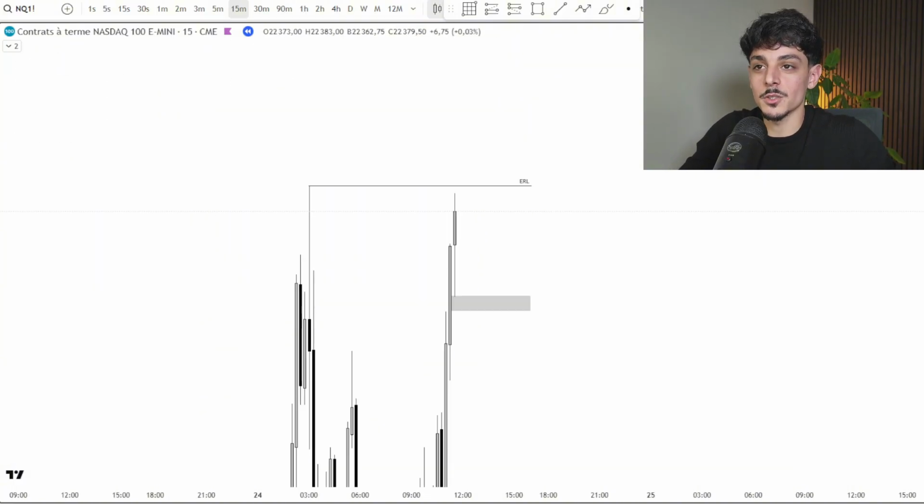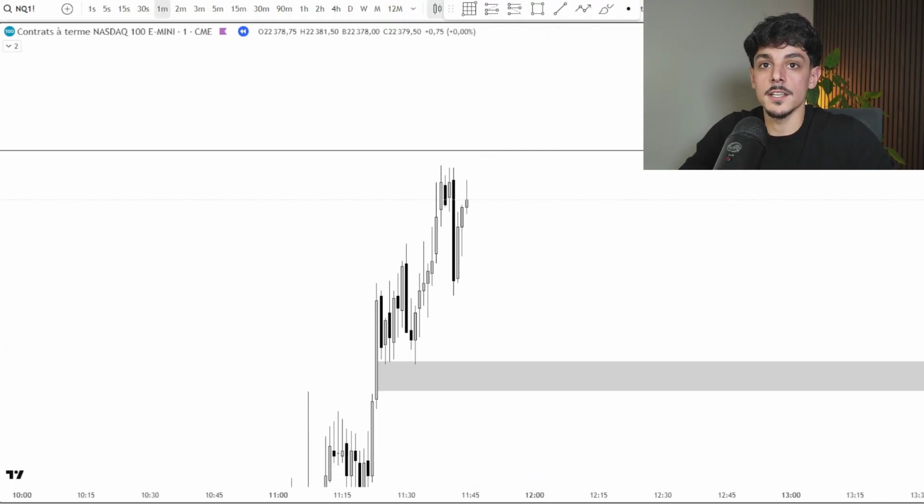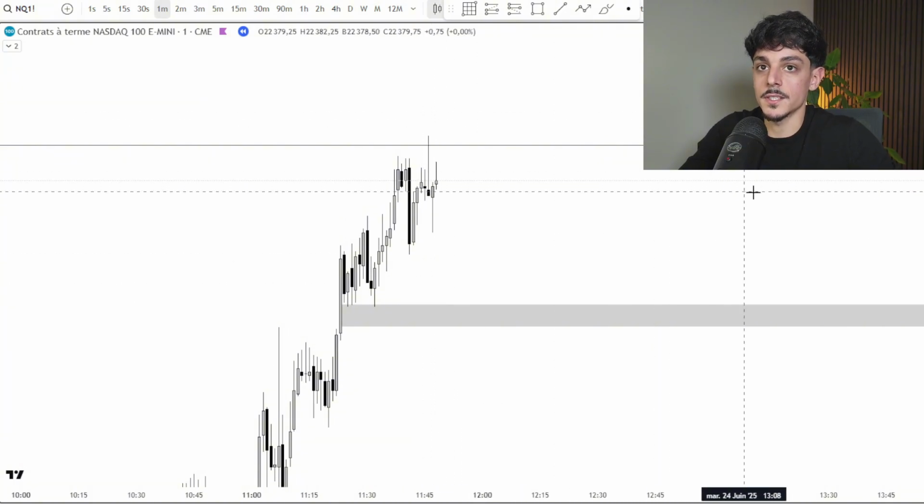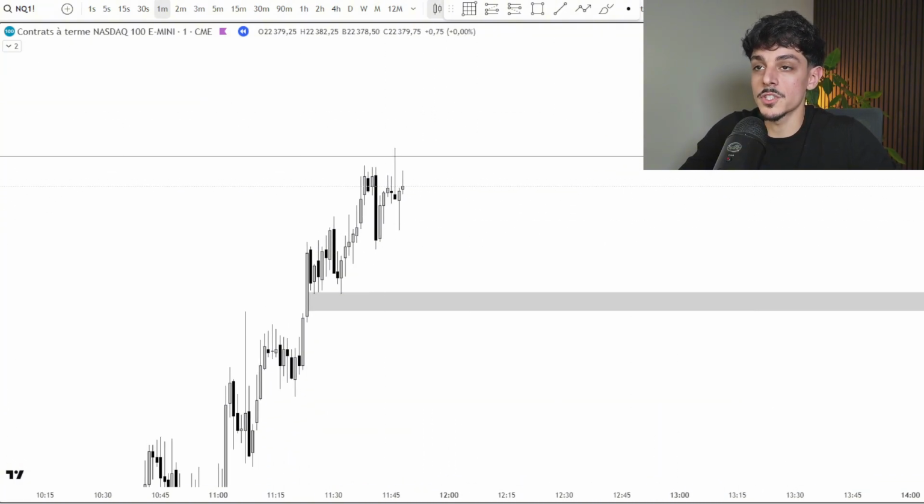Now I need to scale down to the 1-minute chart so you guys can see exactly what's happening inside my head when I see this buy side liquidity sweep on the external range liquidity. So we just swept this high right here. So what am I going to use? I'm going to use one of the 4 entry models that I just showed you.